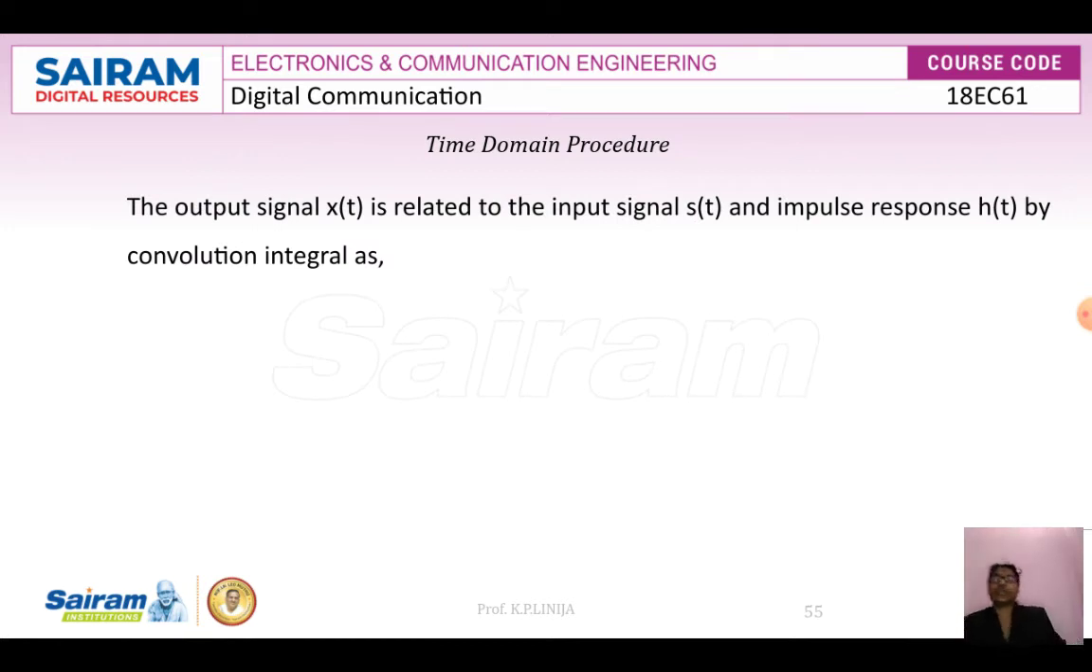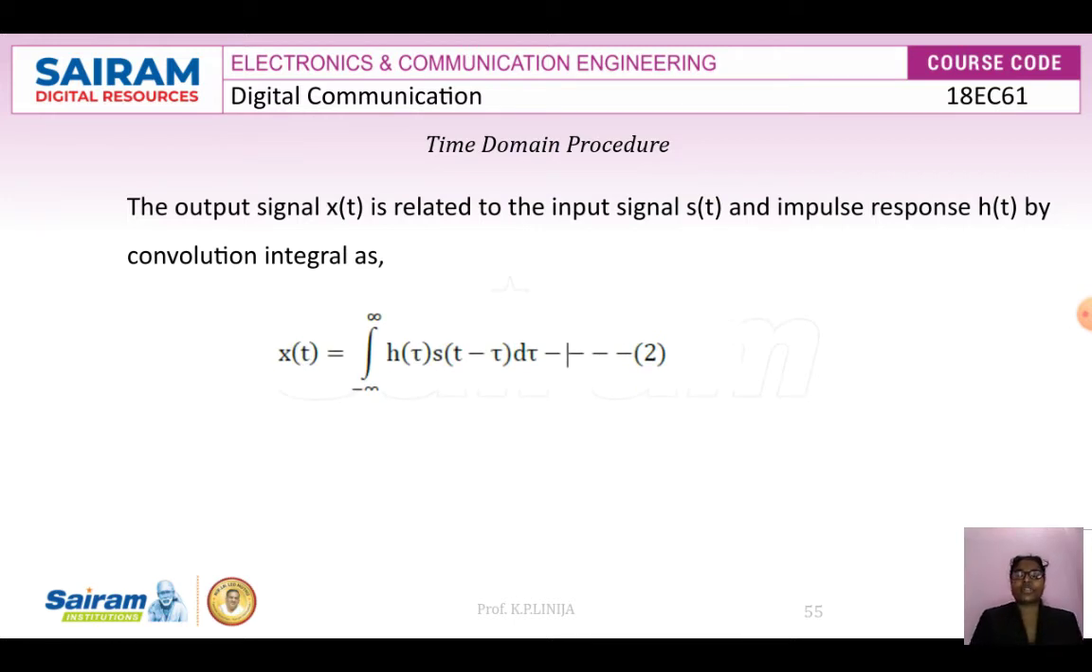Now we are going to relate the output signal to the input signal and the impulse response, that is, the output signal is x of t, the input signal is s of t, and the impulse response is h of t. So these three functions can be related by using the concept of the convolution integral. And this is the expression, that is, x of t is equal to the integral from minus infinity to infinity of h of tau into s of t minus tau into d tau.